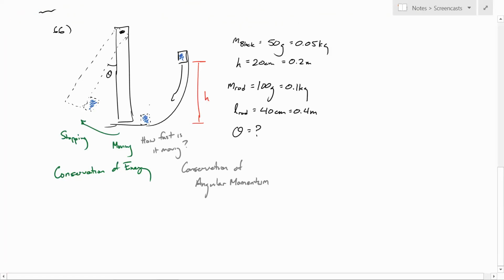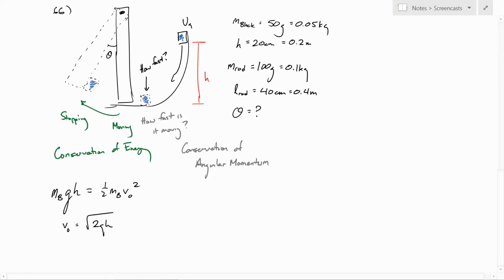So, first order of business. How fast is the block going right before it strikes the rod? Well, this is a good old conservation of energy problem. I have mass of the block, g h, my gravitational potential energy up here, is equal to my kinetic energy right before I strike the rod. So, good old v naught is equal to root 2gh. A good old answer that never quite goes away.